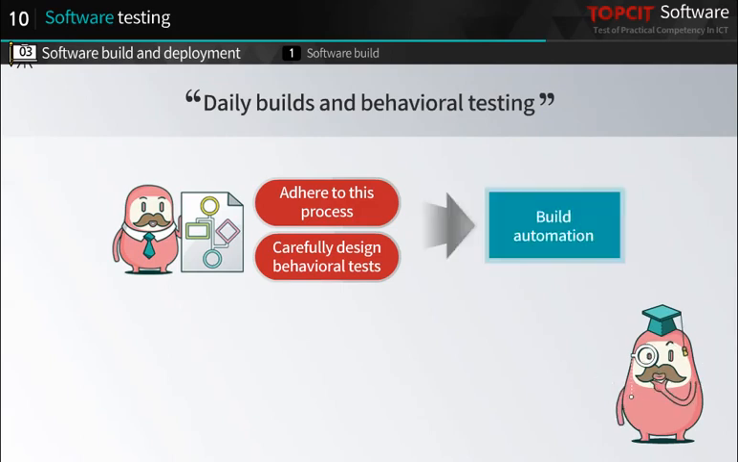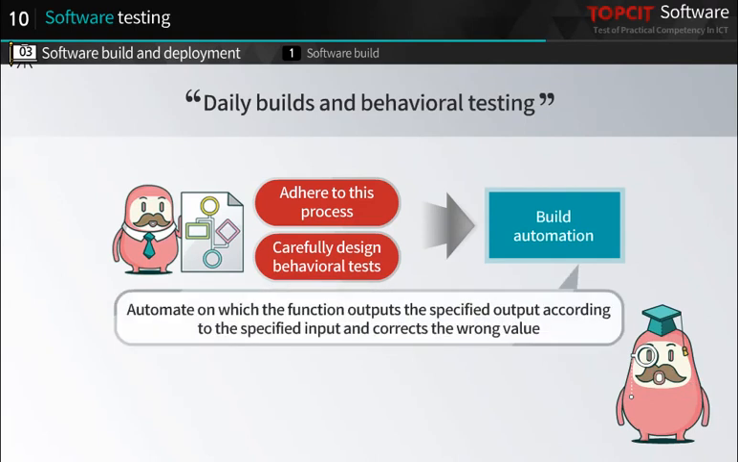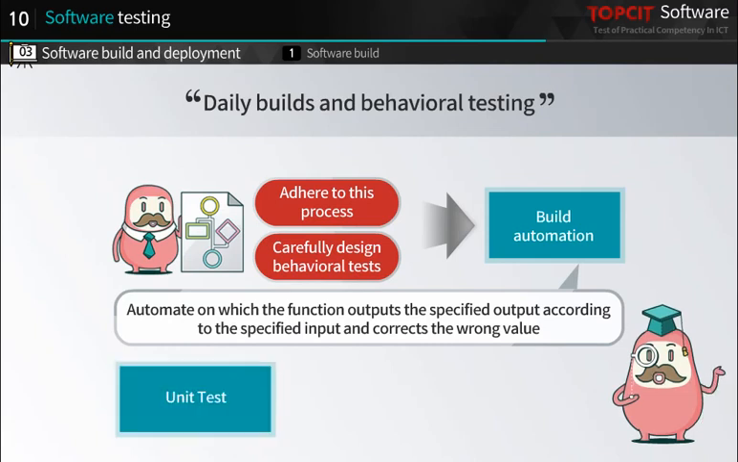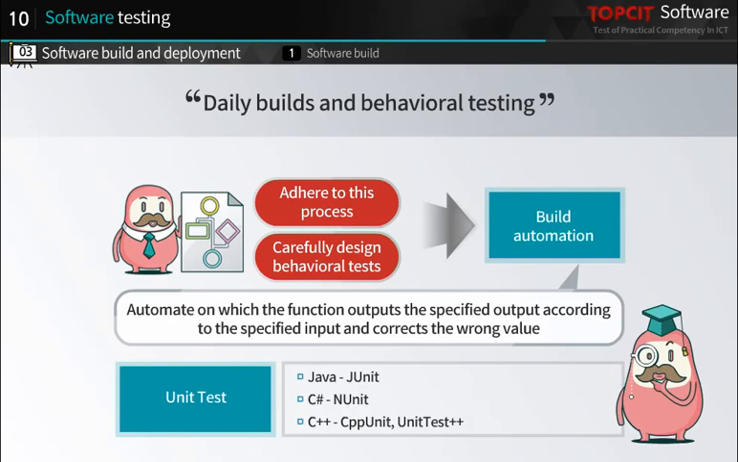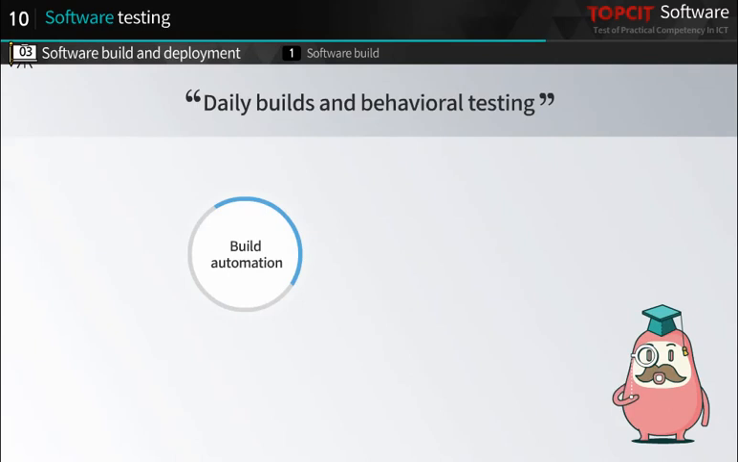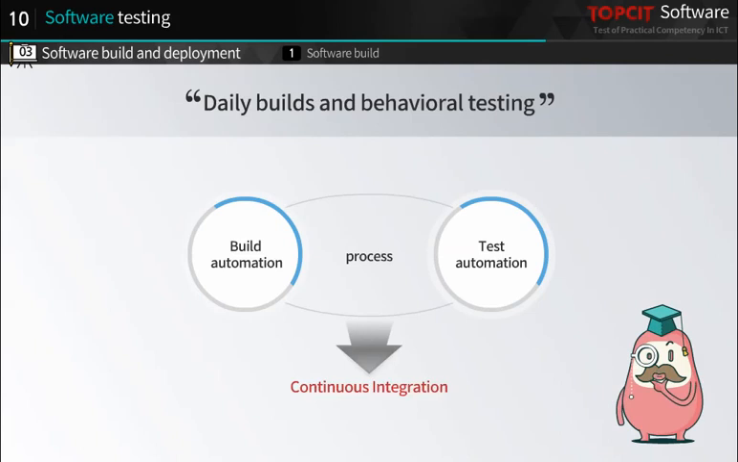A typical solution to this is build automation. There are some parts that can be automated to some extent, such as whether the function outputs the specified output according to the specified input and corrects the wrong value. It's called a unit test to make this process convenient. There are a lot of unit test types. JUnit is the most popular on the Java side, NUnit on the C# side, and CPP-Unit and Unit Test++ on the C++ side are popular respectively. Seeing build automation and test automation as a single process and continuing them is called continuous integration.